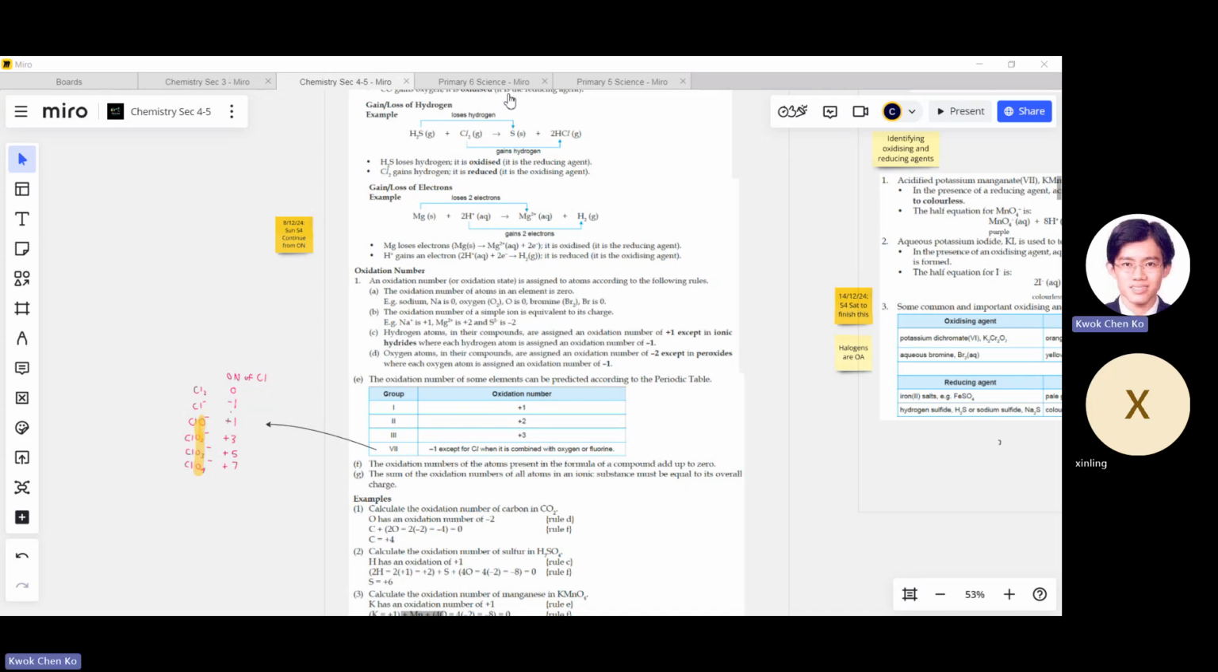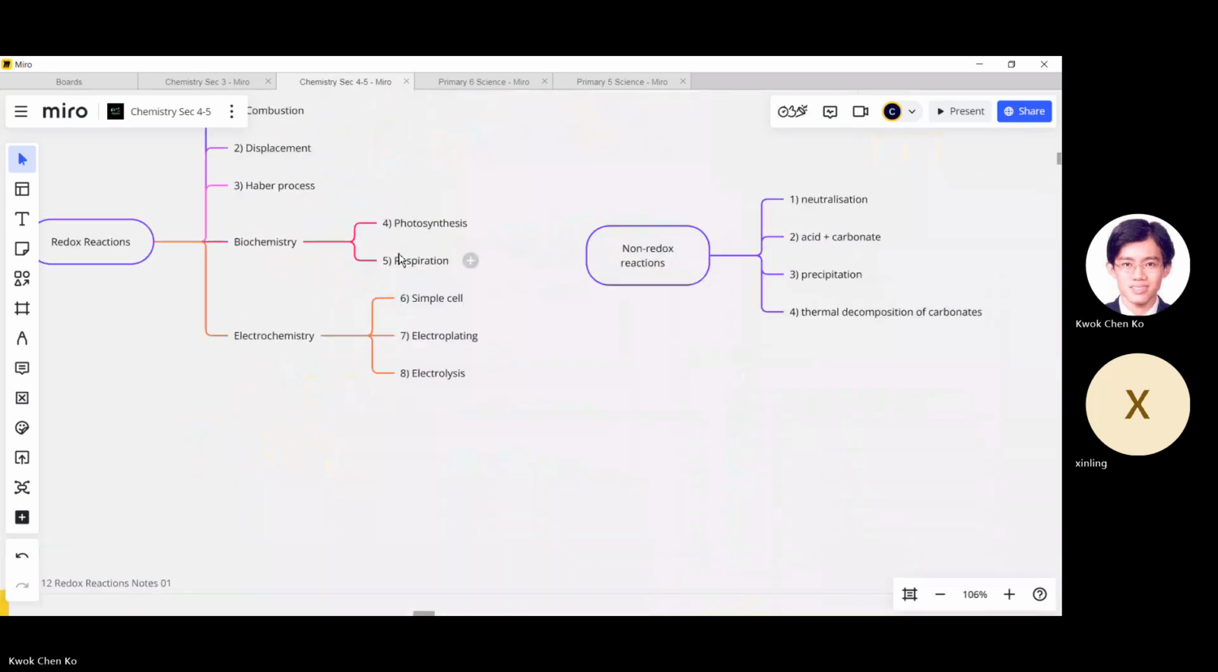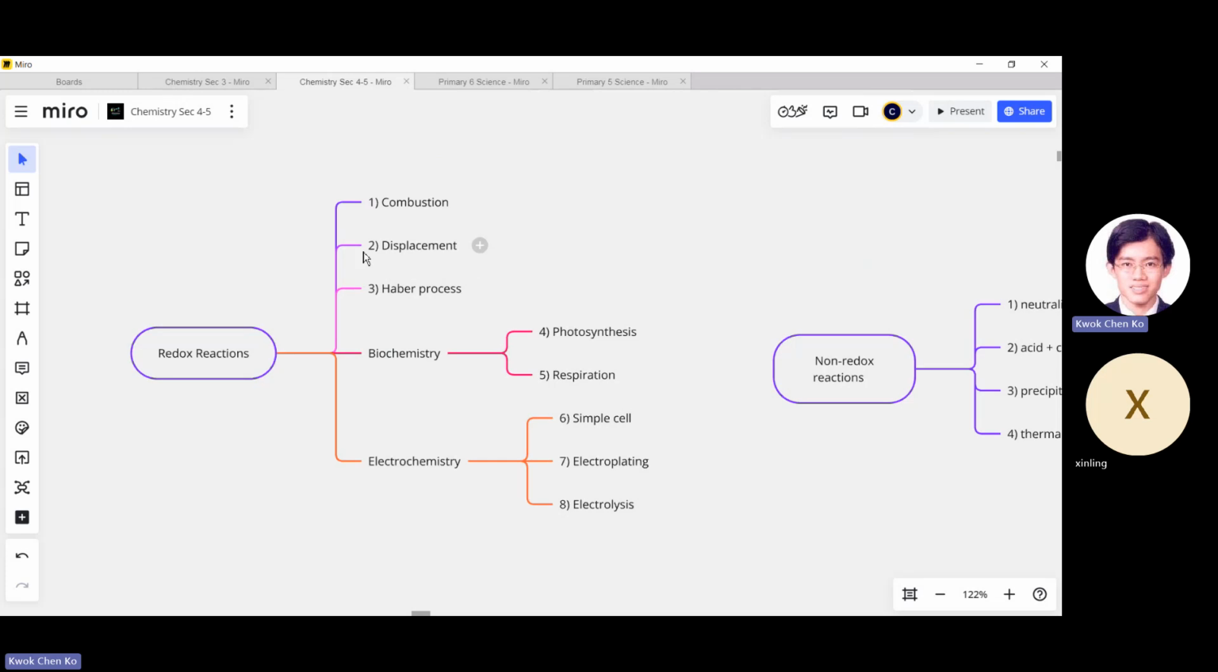Okay, come, let's start. We shall not wait for the answers. We shall continue with the redox reactions or redox process.